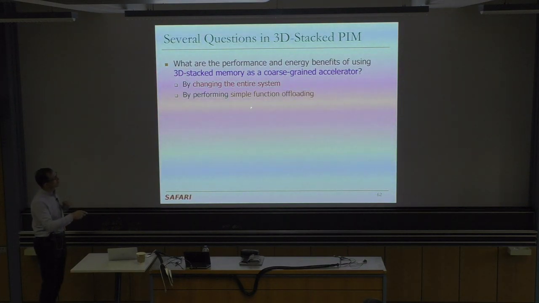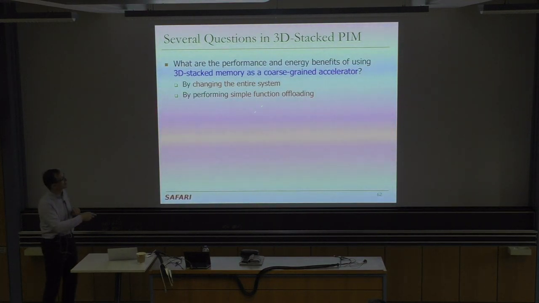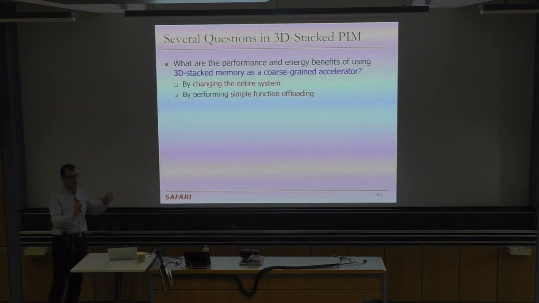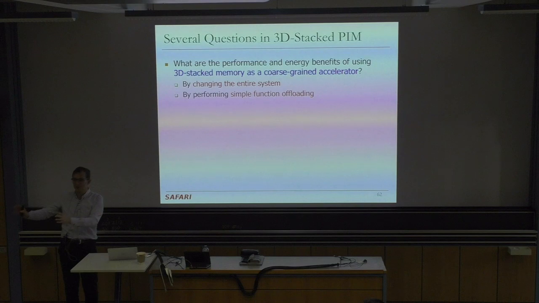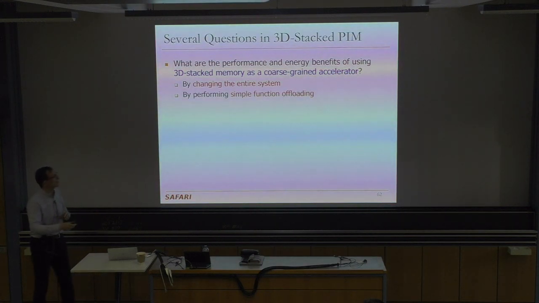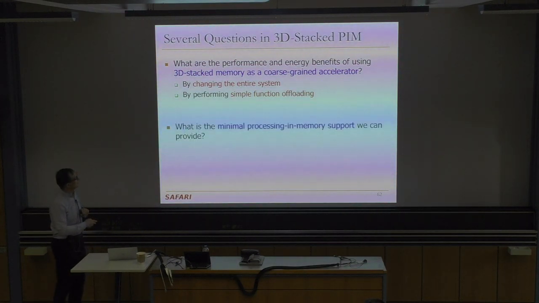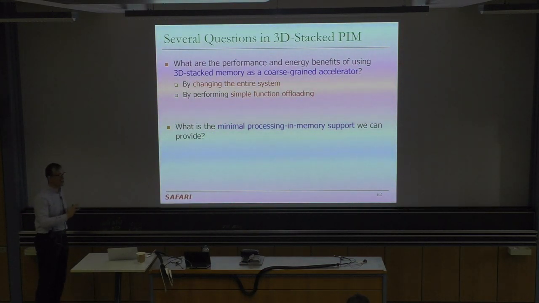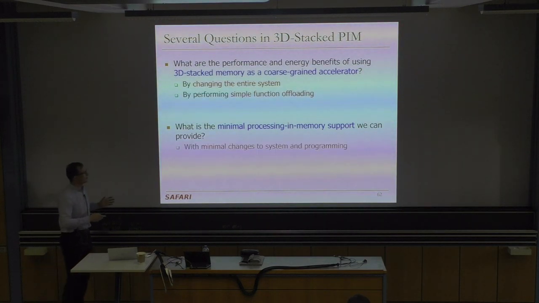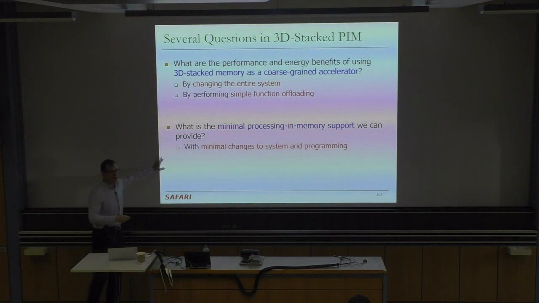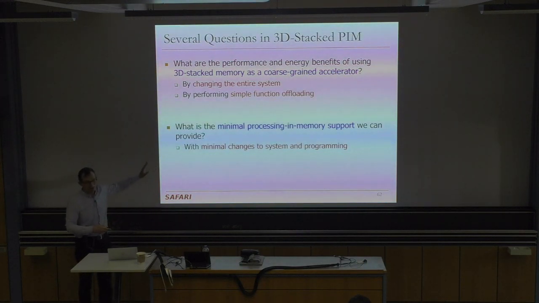For example, instead of changing the entire system, we're going to keep a lot of the system principles the same, but we're going to do simple function offloading to the memory. Identify some functions that you think are very good fit for executing inside memory and ship them to memory. Clearly, that's not going to change the entire system. In this changing the entire system part, we're going to change the programming model also, for example. And then we're going to ask the question, what is the minimal processing in memory support we can provide? This is actually very good for adoption issues. And minimal means with minimal changes to the system, with minimal changes to programming. And we're going to see an example of this.